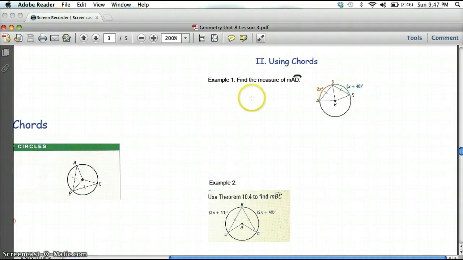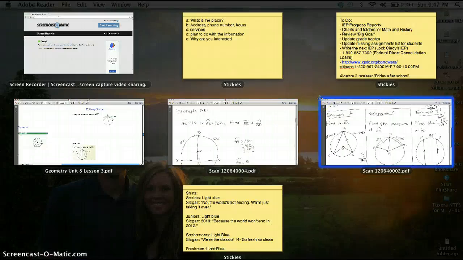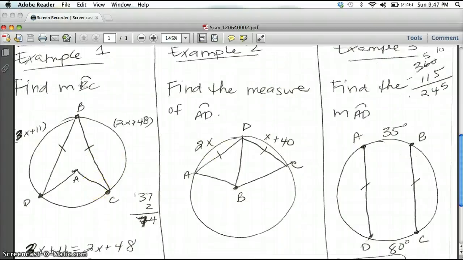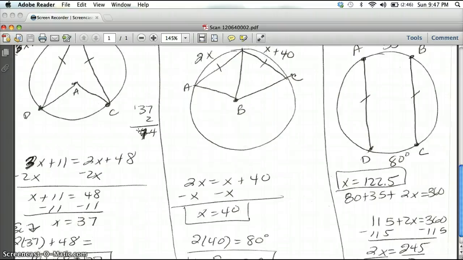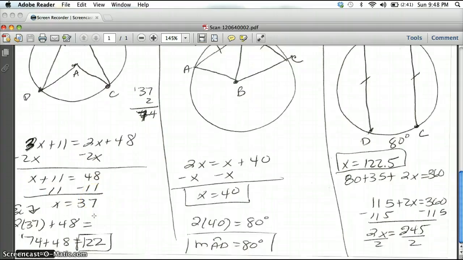So example 1 says, find the measure of arc AD. Now, if you look, segment AD is congruent to segment DC. That means their arcs are also congruent. So the first arc is 3x plus 11, and arc BC is 2x plus 48. So we're going to go ahead and make them congruent to each other. So 3x plus 11 is equal to 2x plus 48. I subtracted 2x from both sides. I got x plus 11 is equal to 48. I subtracted 11 from both sides, and I got x was equal to 37.